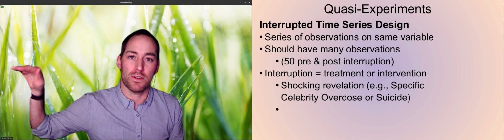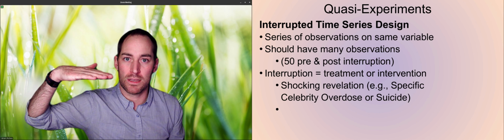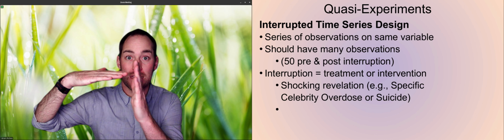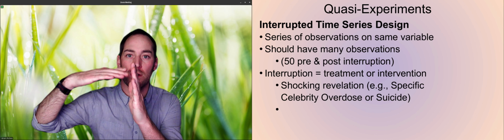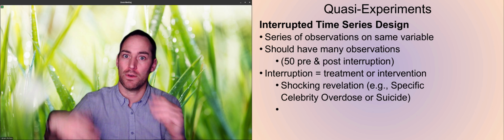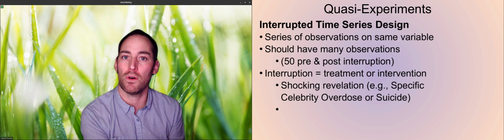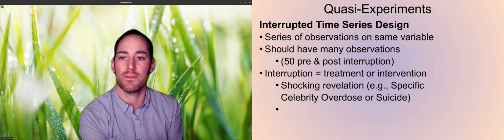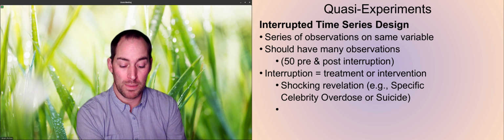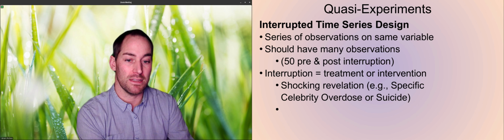So there's a general baseline rate of overdoses. But then after that interruption of learning that this specific celebrity died from overdose, people will drop their use, their overdosing of drugs, being more careful, not using as much, these kinds of things. It's a really interesting example of a natural kind of thing that happens with interrupted time series designs.